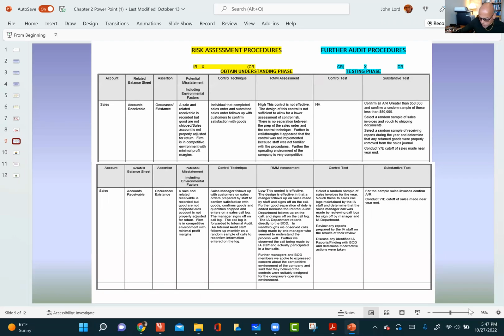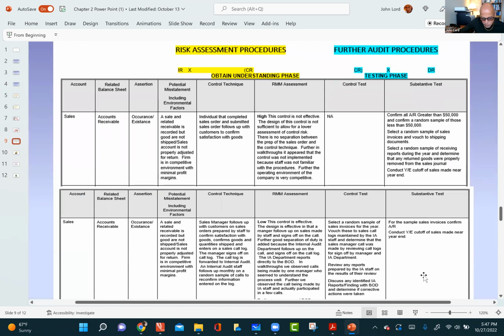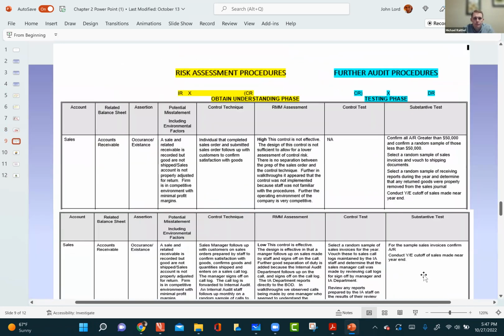Can you see that little matrix thing that I put up, the sales matrix? Yes. Okay. When we look at the potential misstatement, then we look at the control and we assess the control risk, and then we determine the timing, extent, and nature of our further audit procedures.